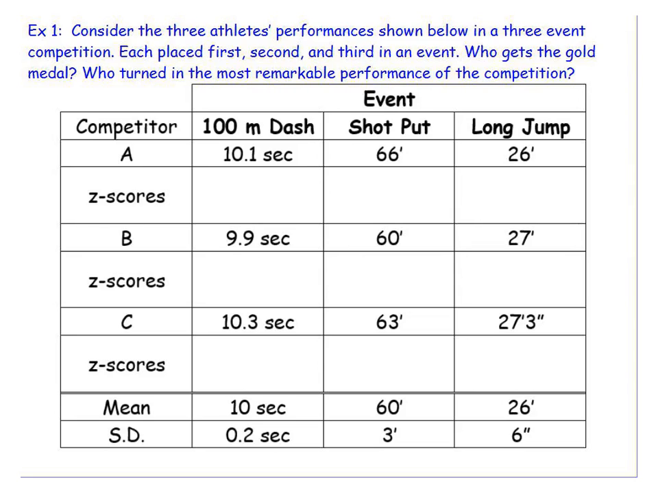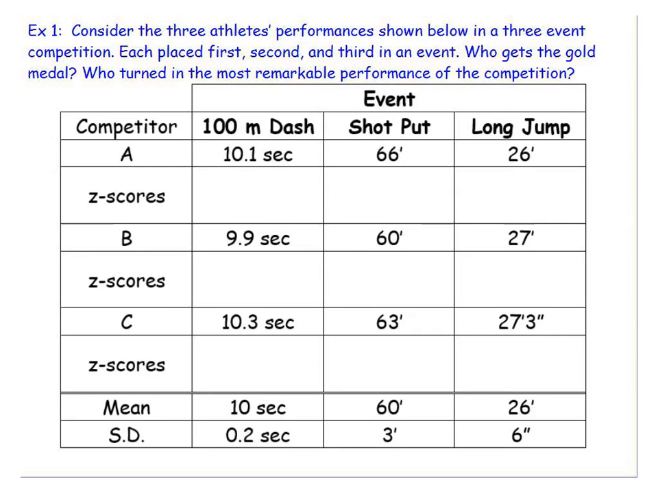And then at the bottom it gives you the mean and the standard deviation for each event. So the 100-meter dash had a mean of 10 seconds, standard deviation of 0.2 seconds. The shot put had a mean of 60 feet, standard deviation of 3 feet. And the long jump had a mean of 26 feet and a standard deviation of 6 inches. So for instance, each person placed first, second, and third in an event. If you look at the 100-meter dash, the faster you are, the better.